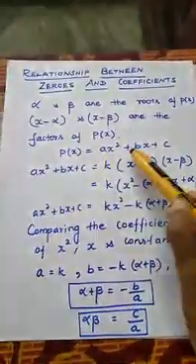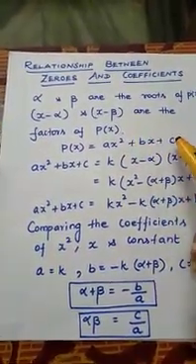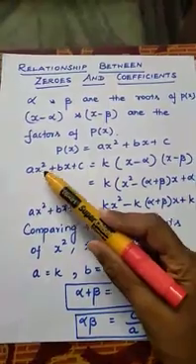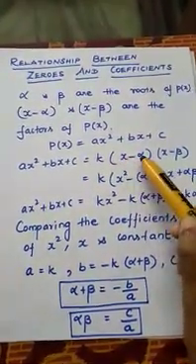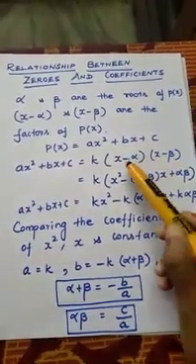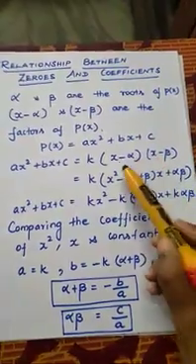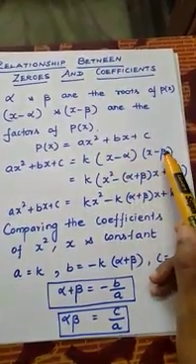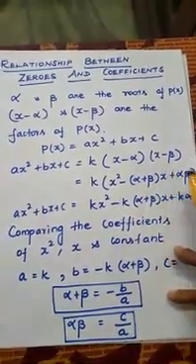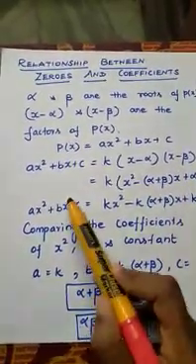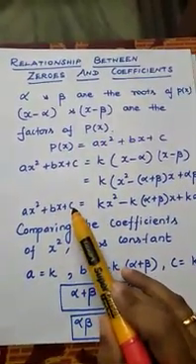p of x is equal to, the general format of a quadratic equation is ax square plus bx plus c. You just equate the value. ax square plus bx plus c is equal to k of, what are the two factors? x minus alpha and x minus beta. Multiply the value. This looks like one algebraic identity, that is the third identity. So x minus alpha into x minus beta is equal to x square minus alpha plus beta of x plus alpha beta. Now we compare the coefficients of x square, x and constant.